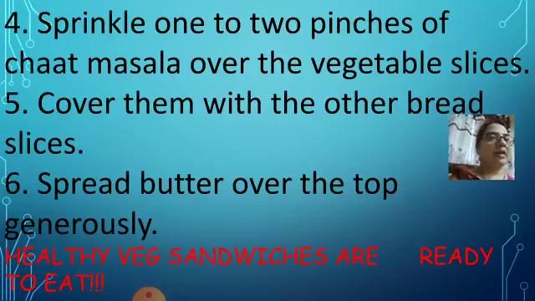First thing we have done is, we have taken a slice of bread. Then we slather butter, then tomato sauce, then slices of different vegetables which we kept ready. On top of those vegetable slices, we sprinkled pinches of chaat masala. And now we are covering it with the other bread slice. And the sixth step is, spread butter over the top generously. Healthy veg sandwiches are ready to eat. This way our healthy veg sandwiches are ready.